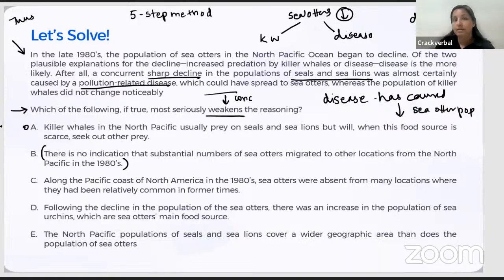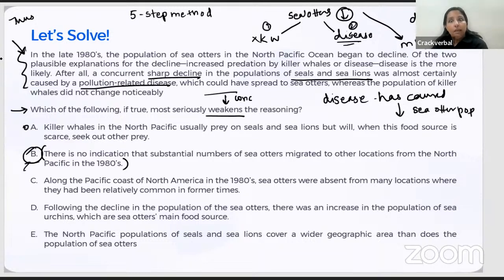Let me put it in a different way. They've told us two probable reasons. There is one more reason that the sea otter population could have declined: they could have migrated. They haven't told us this in the argument, but we know it is one probable reason. What is B telling us? This is also not the reason. So they're telling us this is probably not the reason either. This is actually strengthening the argument that maybe it is disease that caused the decline after all.